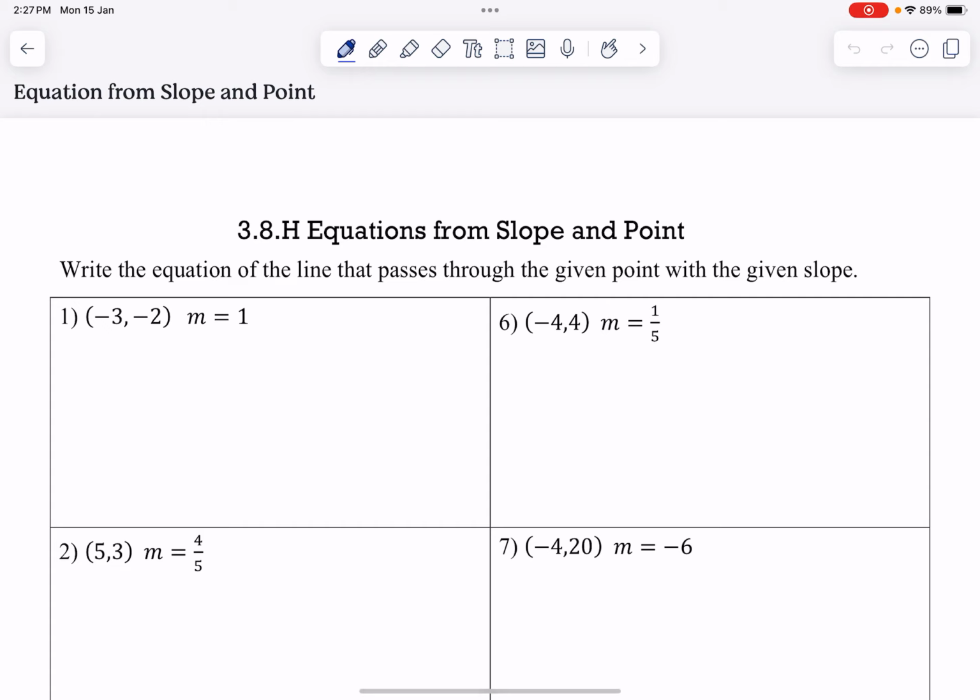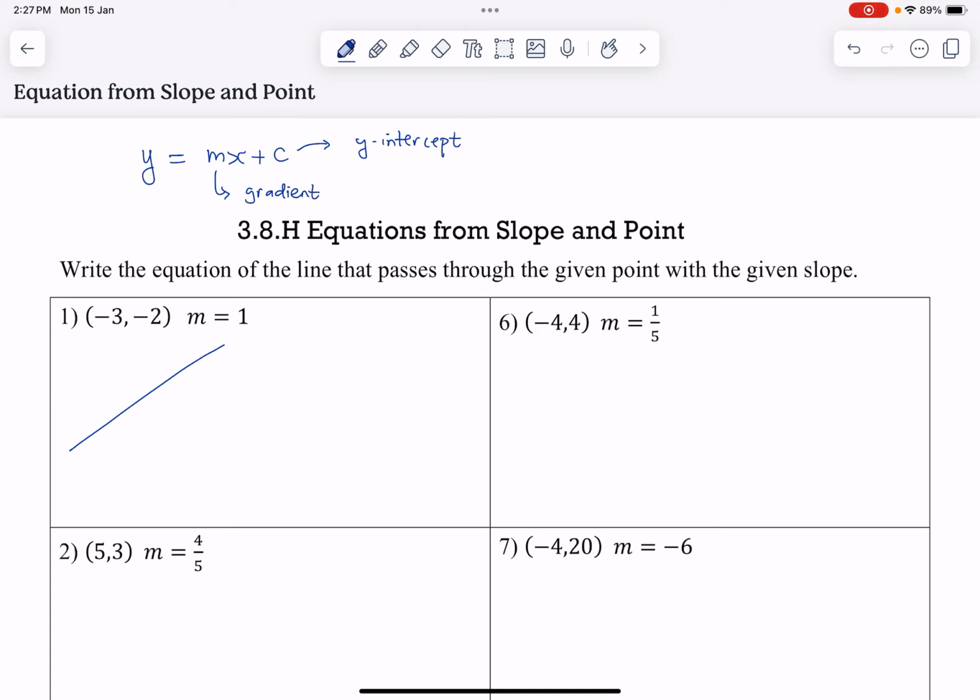Don't forget, of course, the line equation that we have learned so far. It's always in the form of y equals mx plus c. M shows the gradient or slope of the line, and c shows the y-intercept, or where the line cuts the y-axis.